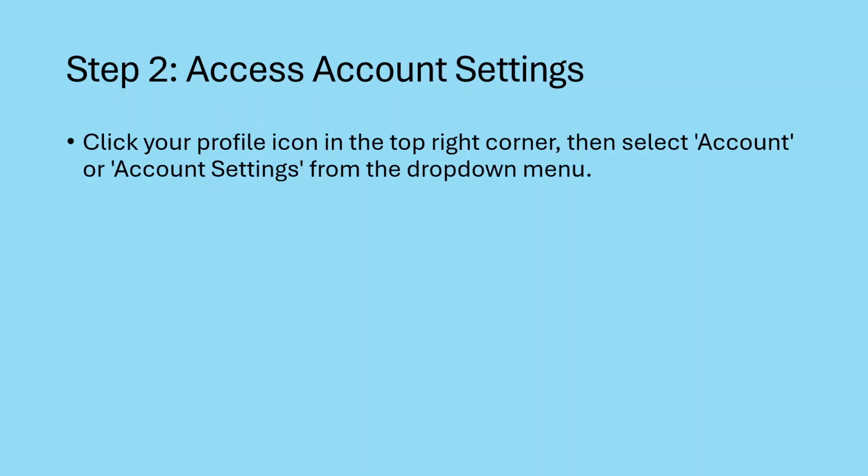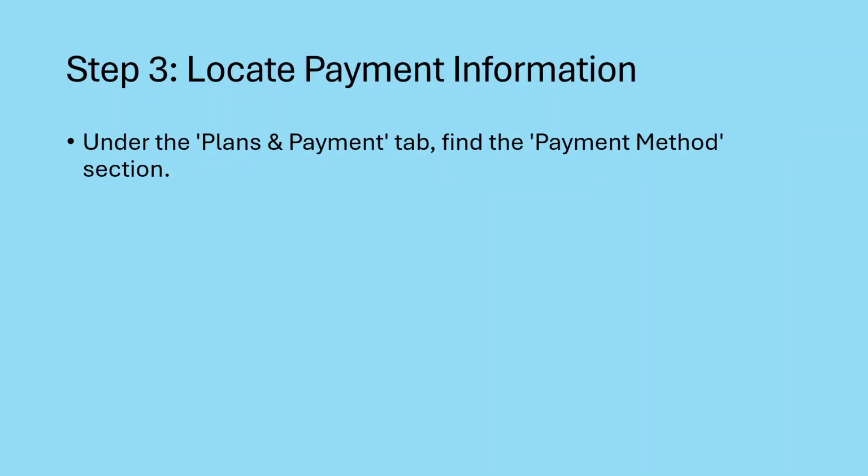Step 2. Access account settings. Click your profile icon in the top right corner. Then select Account or Account Settings from the drop-down menu. Step 3. Locate payment information. Under the Plans and Payment tab, find the Payment Method section.